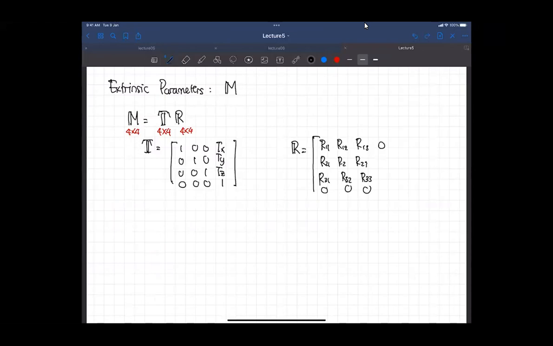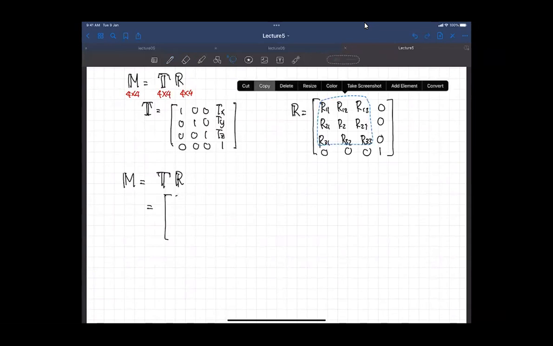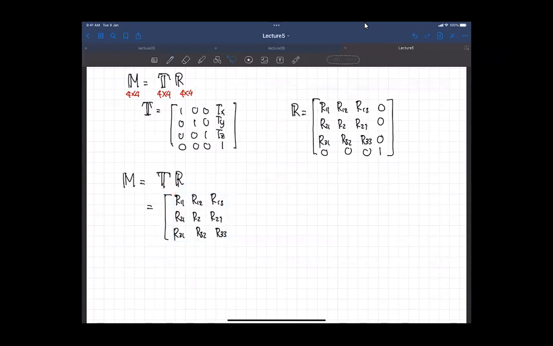But because of the homogeneous coordinates, we have an additional column and row. Now, M equals T multiplied by R. So in this case, if you multiply this, the identity matrix multiplied by R will give you R, right? So it will be R11, R12, I just copy it here. All right, then I have 0, 0, 0, and this one is obviously dx, dy, dz, 1. That's the multiplication of T and R.